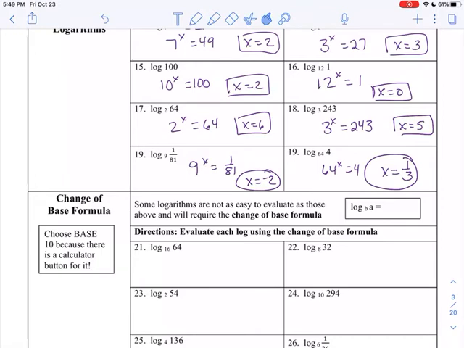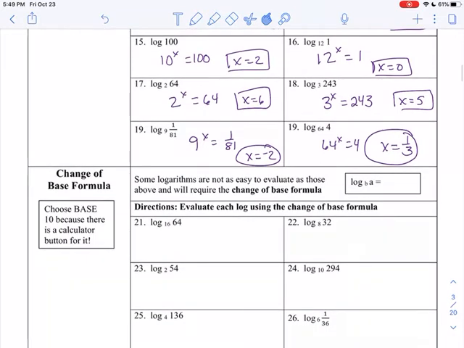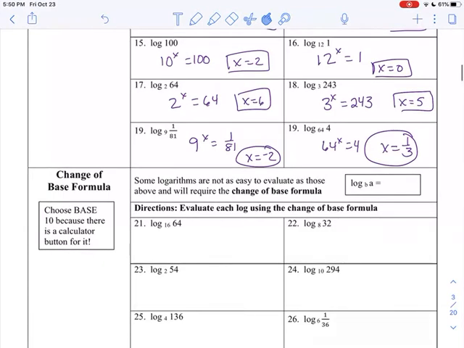All right, let's actually practice solving some of these. Now, as I said, your calculator is just in base 10. Well, I'm not going to always have a log in base 10, so we have a change of base formula. Some logarithms are not as easy to evaluate as the ones above, because I can't see it in my head. The ones above, I could see everything, I could figure it out. But ones that are more difficult require a change of base formula.